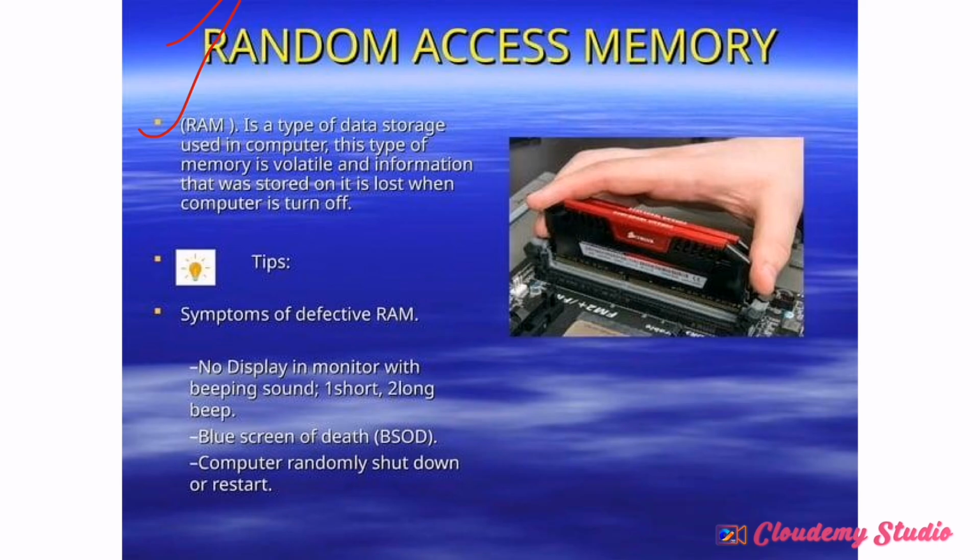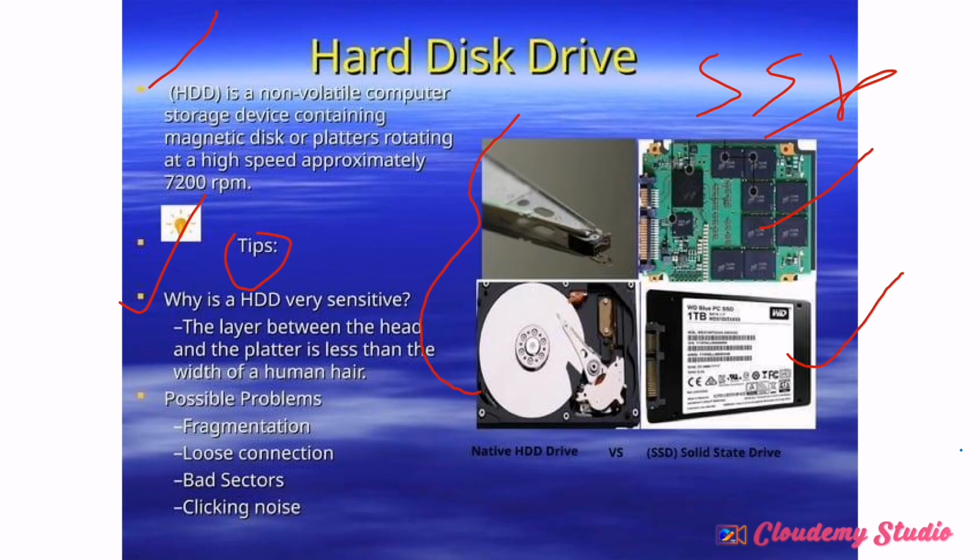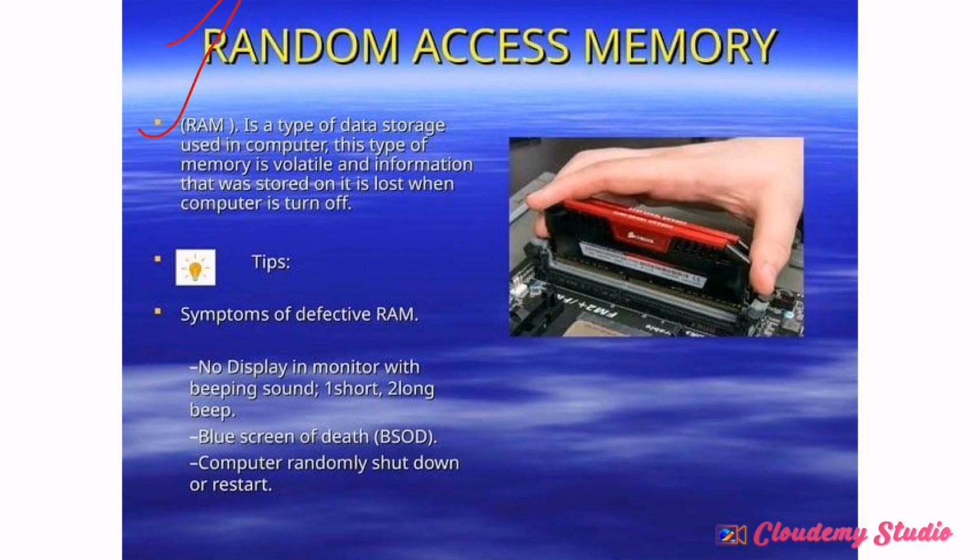Okay, so it says RAM is a type of data storage used in computer. This type of memory is volatile, and information stored on it is lost when the computer is turned off, for as long as you did not save. So it's different from the hard drive. Once the information is in the hard drive, there's no problem. Even if your computer goes off many times, the information will still be there. But with the RAM, you will still have the challenge.